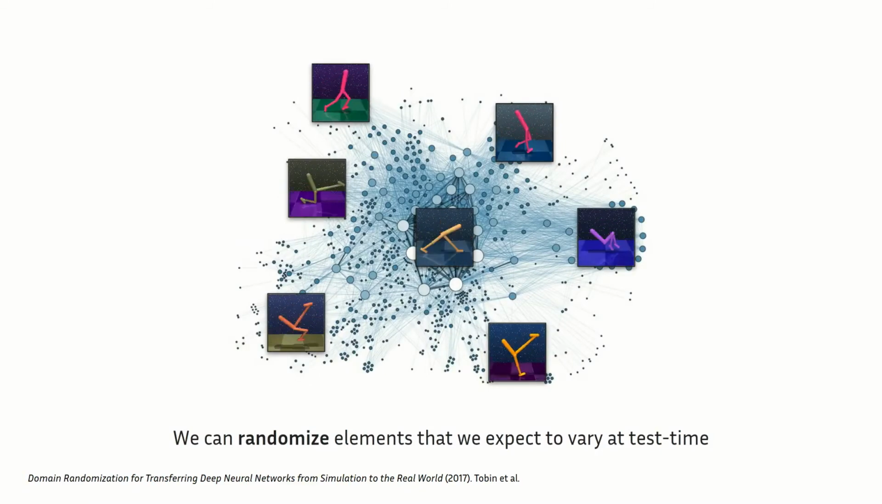Previous work addresses this problem by randomizing elements of the training environment that are also expected to change during deployment. For example, if we expect colors to change at test time, we can also randomize colors during training. This technique is usually referred to as domain randomization.